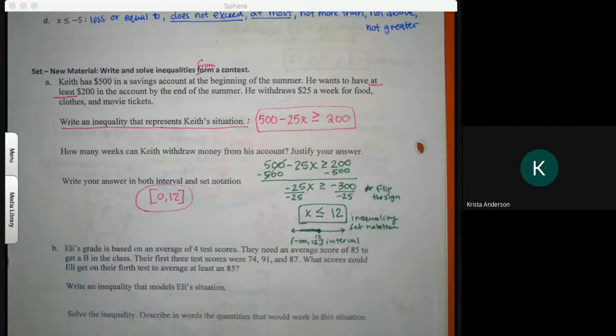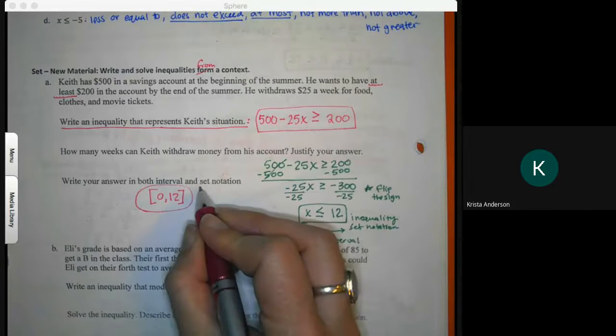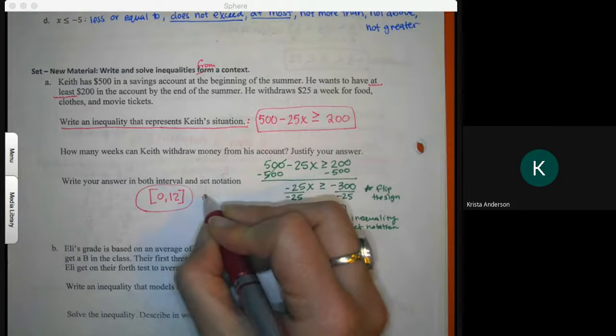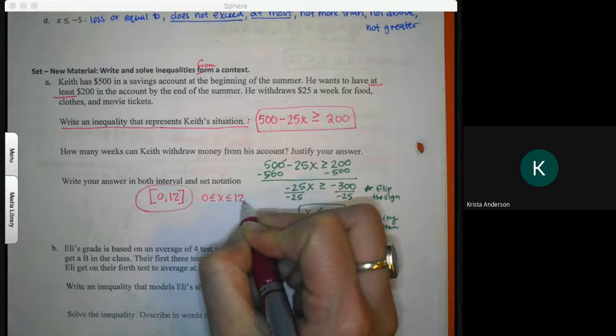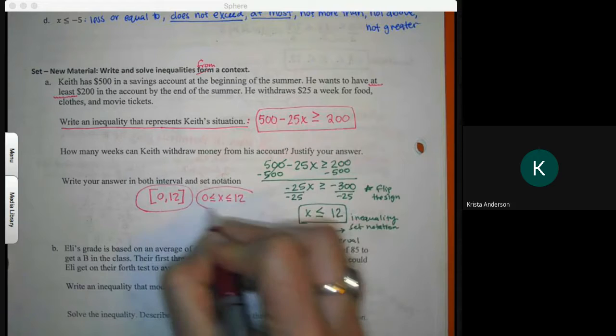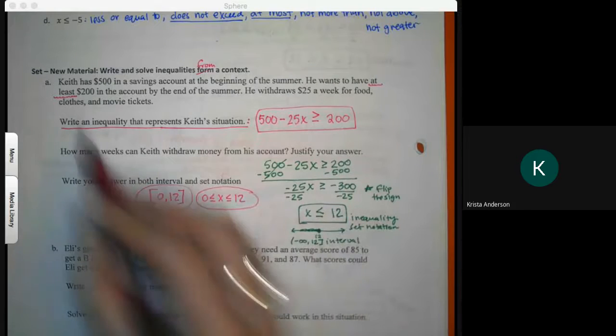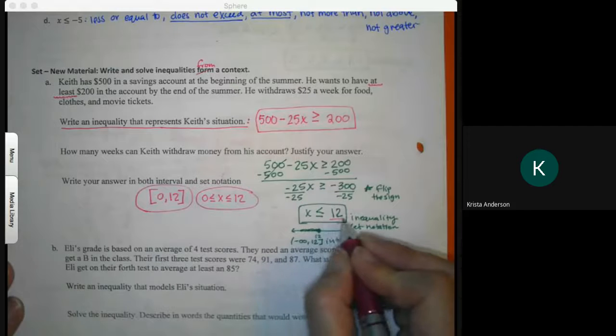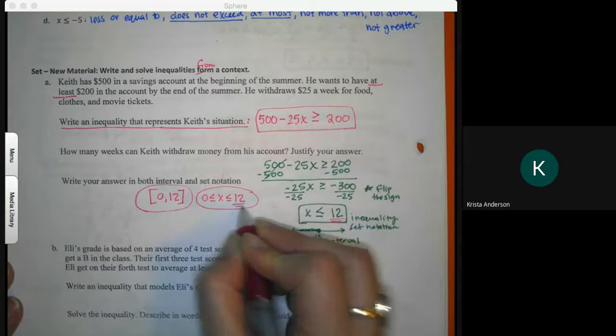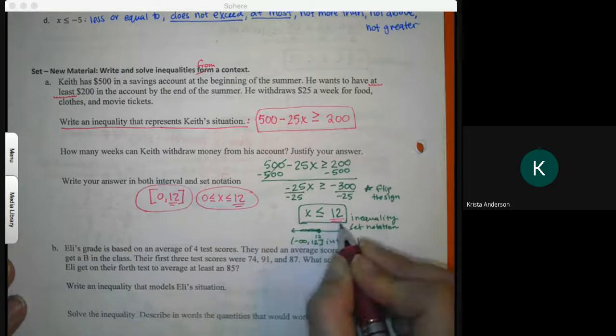From there, when I write it as a set notation or an inequality, I would say it can't go below 0 and it can't go past 12 because of the way the problem is set up. I can't go negative weeks. This is where we did all that work to find the 12.